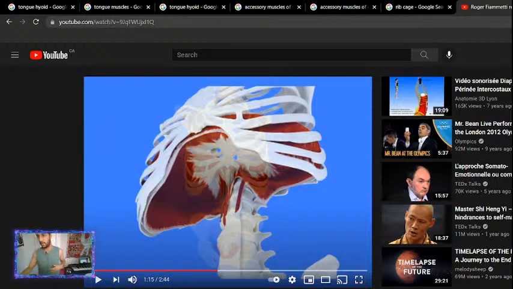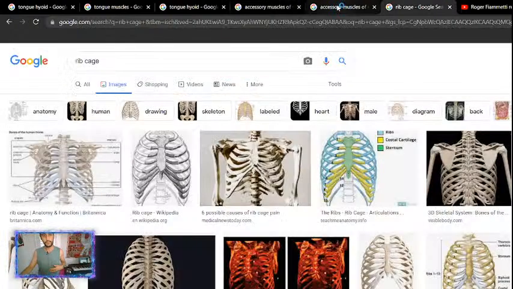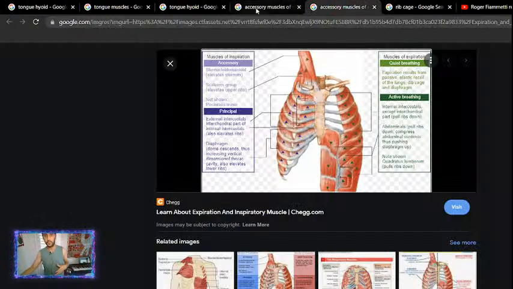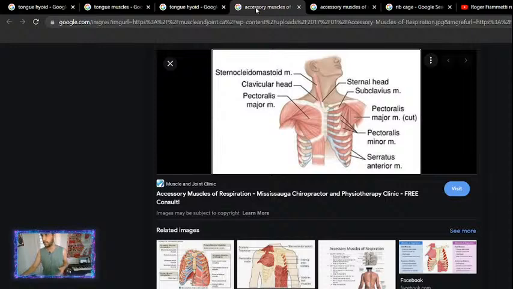So if we have a look at the rib cage and the accessory muscles, these are accepted to be muscles that help with breathing when you are in high exertion states. If you've been running, if you've been sprinting, if you've been working out hard, these muscles all engage. It's well known that they engage to help you take the inhale, to expand your chest.